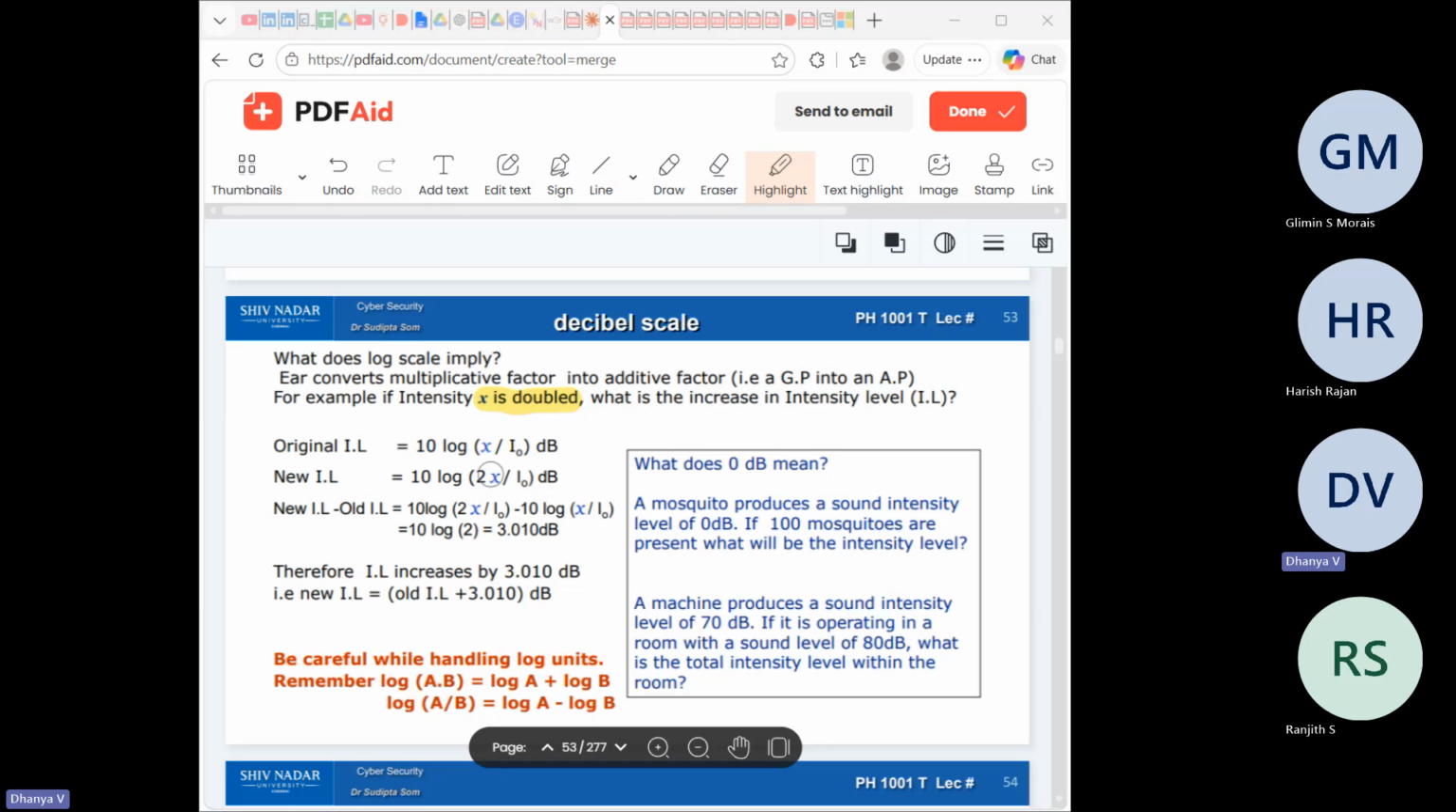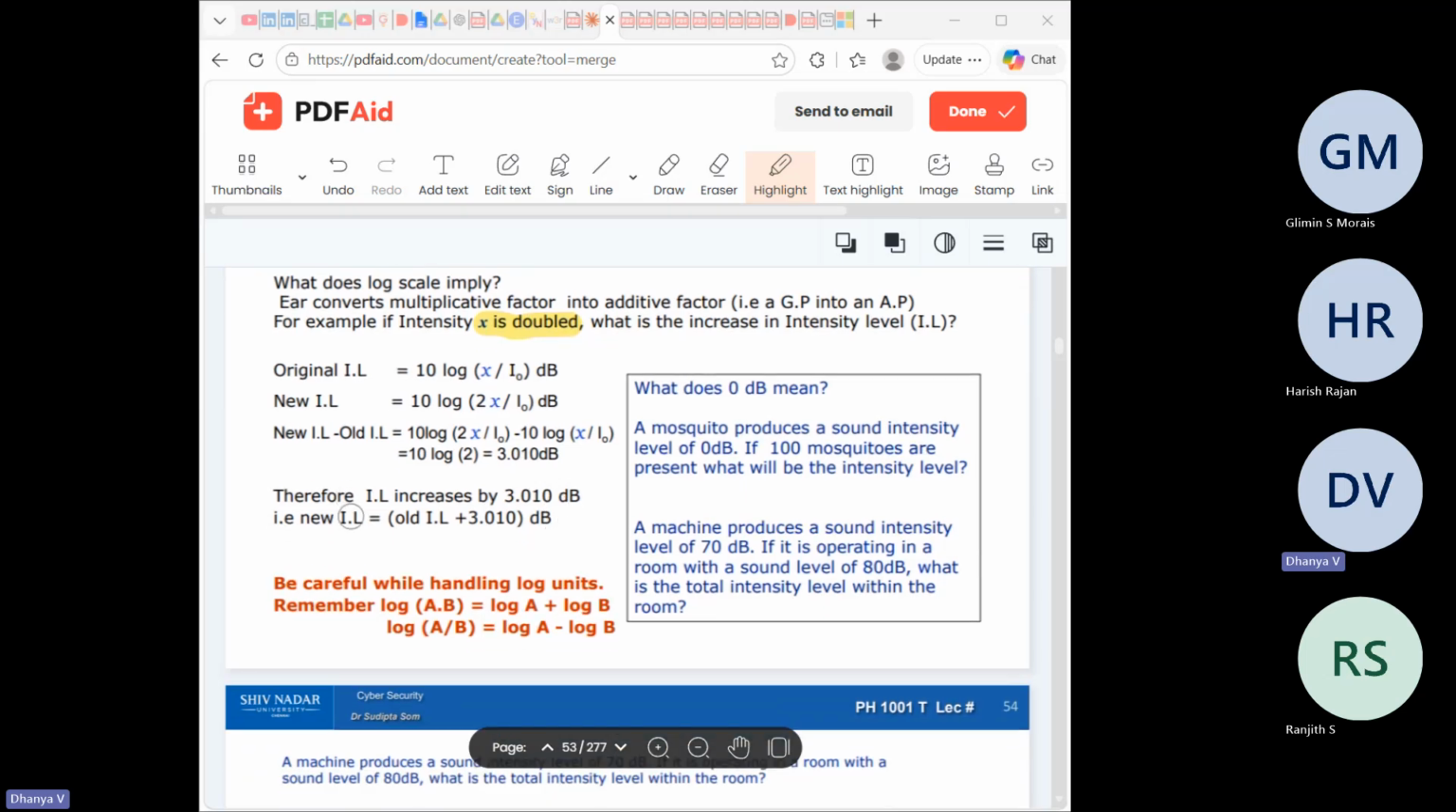So you essentially divide this, no? So 2x by I naught divided by x by I naught, which is 2. Okay. So that will be approximately 3 dB. So the new intensity level increases by 3 dB. That's all that this is. Okay. So now maybe this question is difficult.